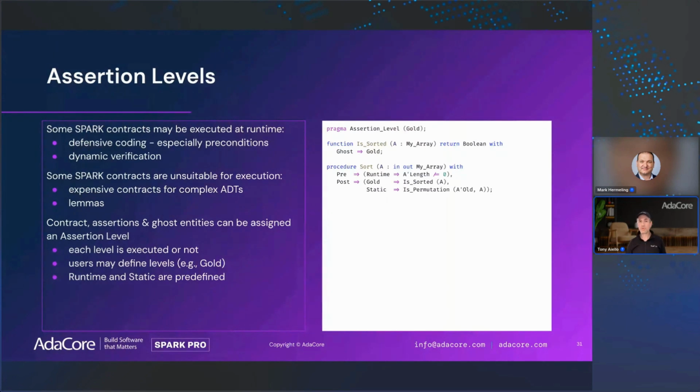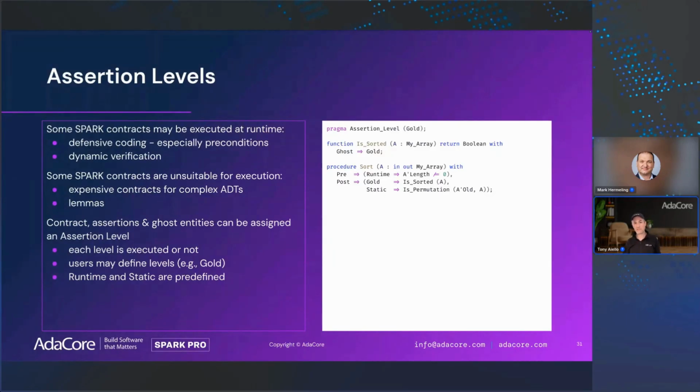For the sortedness property, we've marked this gold. At test time, we might turn it on, and then at release time, we might turn it off. But the permutation check, which shows that the output of the sorting routine is all and only the elements of the input, that's actually very expensive to execute. We don't ever want to execute that, neither at test nor at release time. So we've marked this as static.